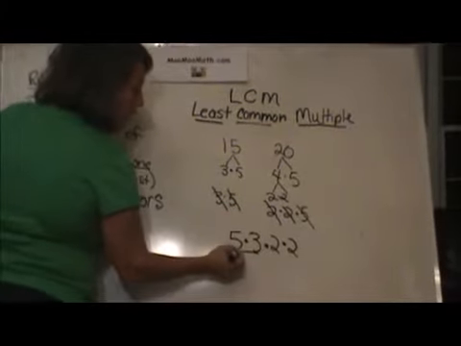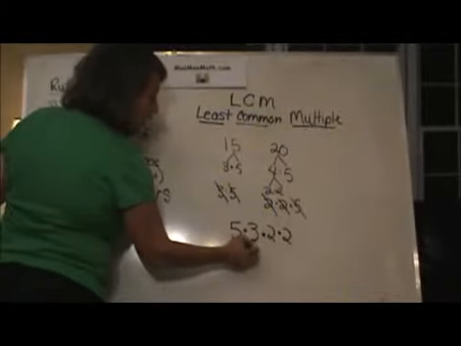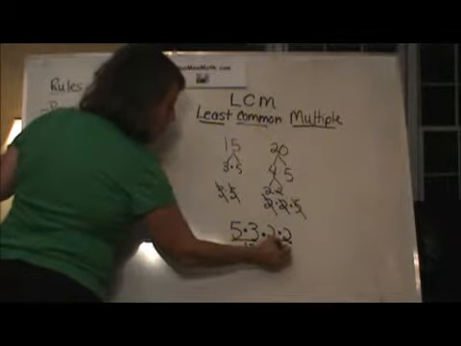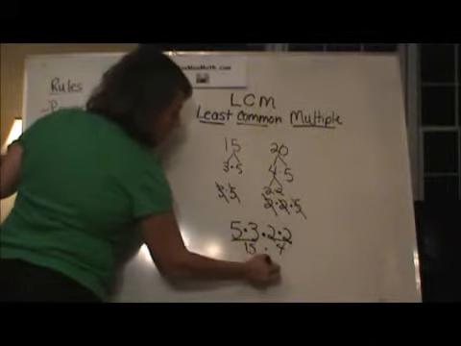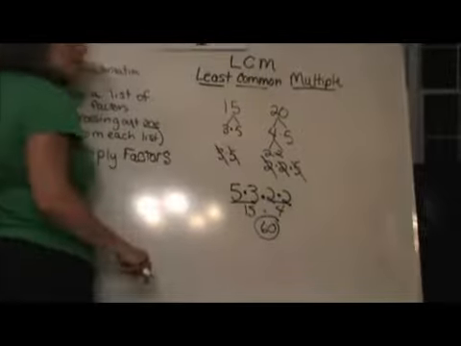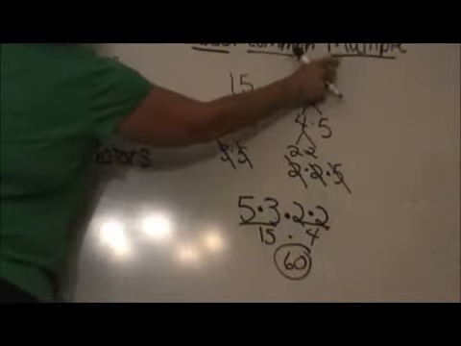Now let's multiply together. 3 times 5 is 15. 2 times 2 is 4. 4 times 15 is 60. So that's my least common multiple: 60.